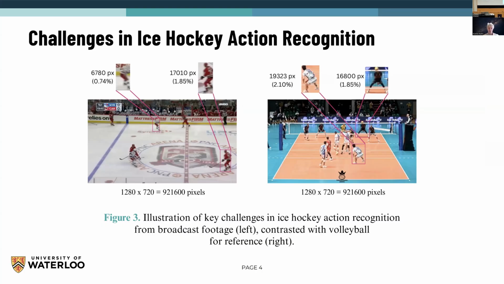Unlike many other sports, hockey presents unique challenges for action recognition. As illustrated in Figure 3, players in broadcast footage are often represented by a low number of pixels, especially when far from the camera, limiting the resolution available for pose estimation and movement analysis. Additionally, in ice hockey broadcast videos, the camera is not fixed, frequently panning and zooming, which causes variations in player scale, perspective, and motion blur.